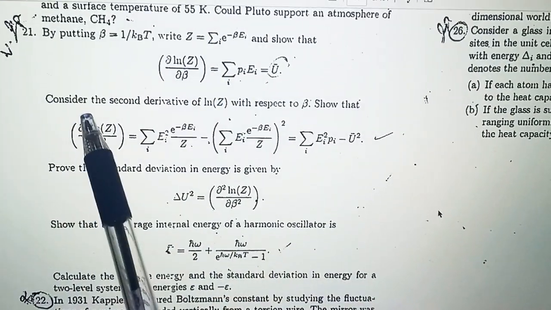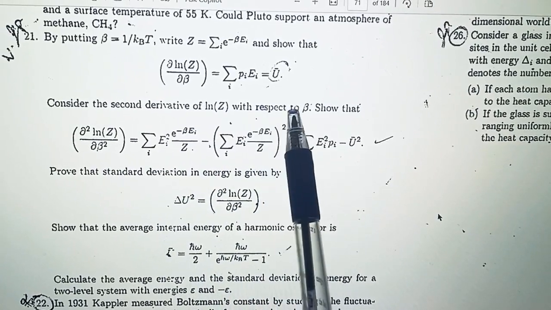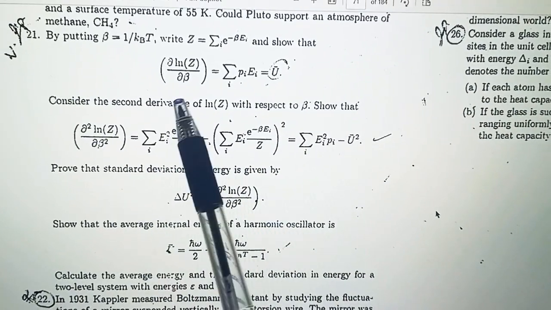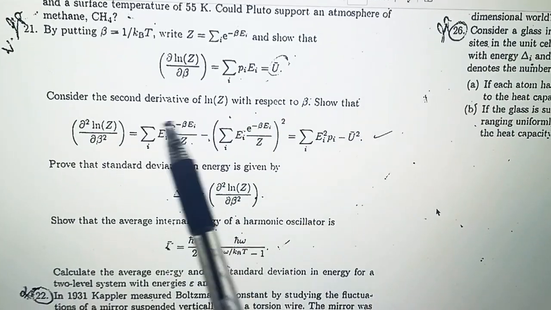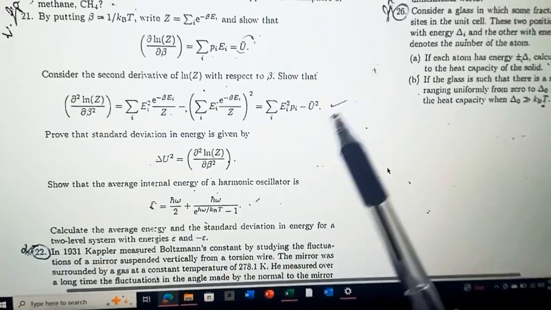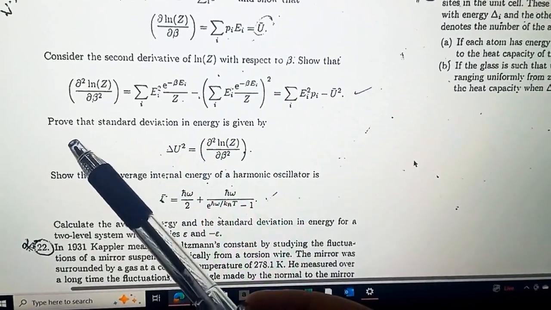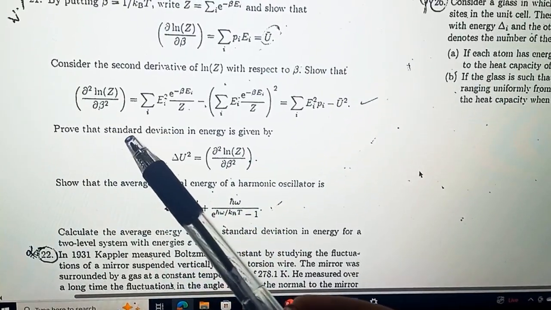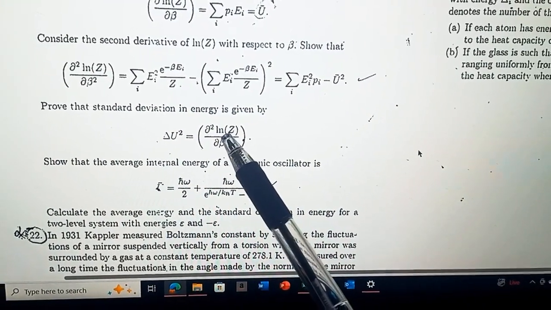All right, then what we have to do is consider the second derivative of natural log of z with respect to beta. We have to find out the second derivative of natural log of z with respect to beta, and we have to show that this relation is satisfied. And then the third thing that we have to do is to prove that the standard deviation in energy is given by this relation.